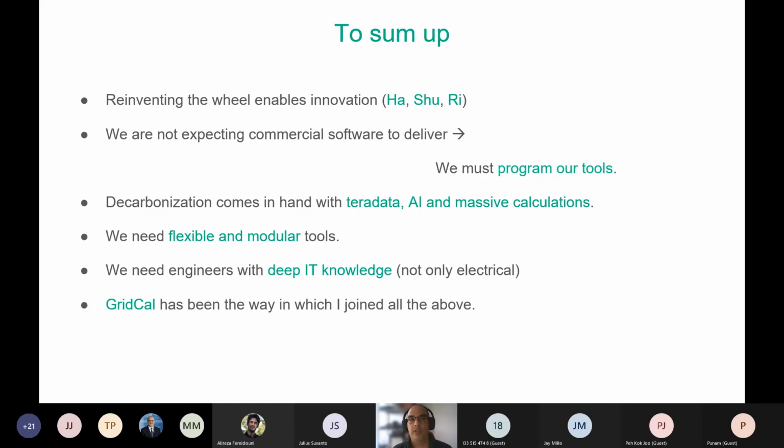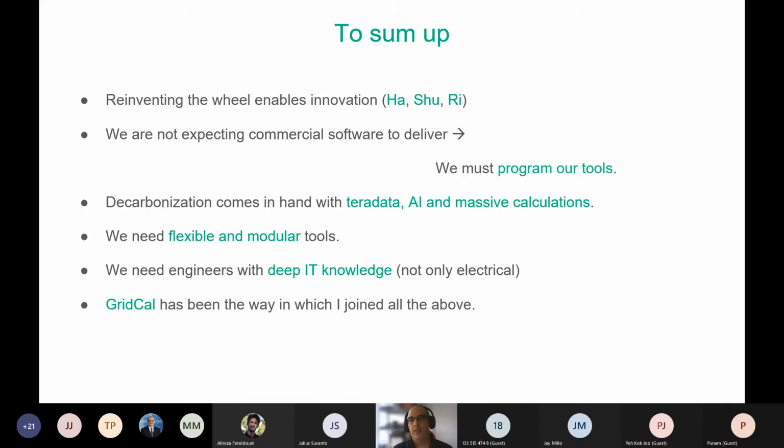At least I am not expecting commercial software to deliver. From the meetings I had with the manufacturers, they very clearly tell me that the design is not going to change soon. So at least I must program my own tools, and that is really showing for us, because we have started to develop our own tools here in Red Electrica, at least independent from the manufacturers. And the advances are really great by doing that.